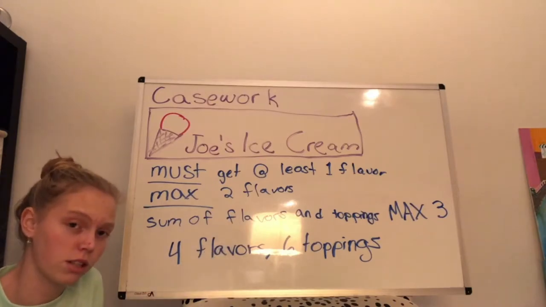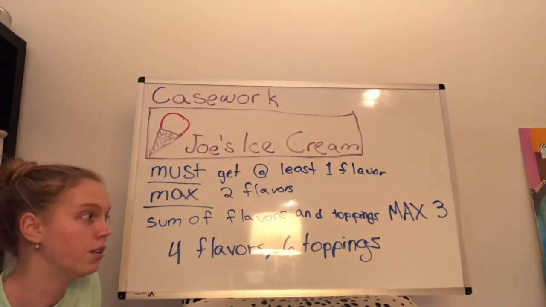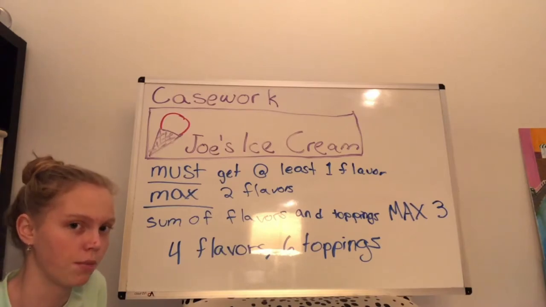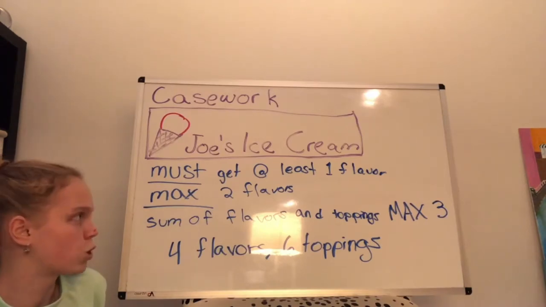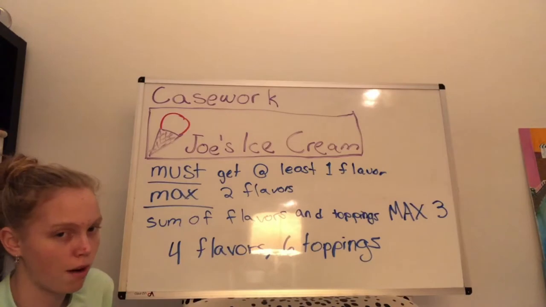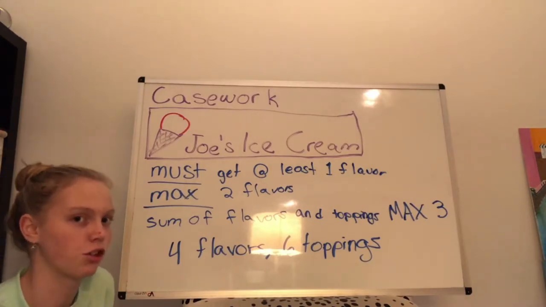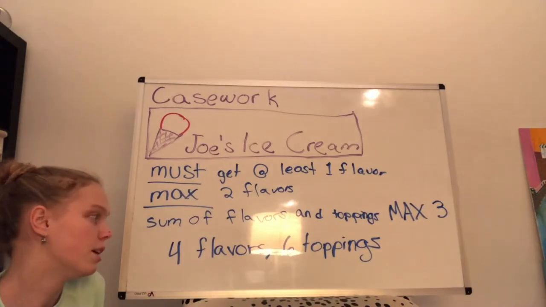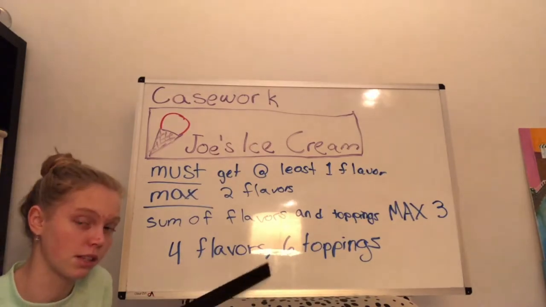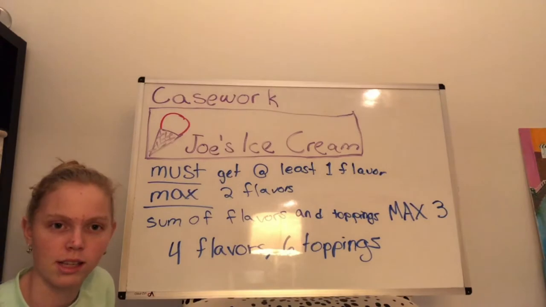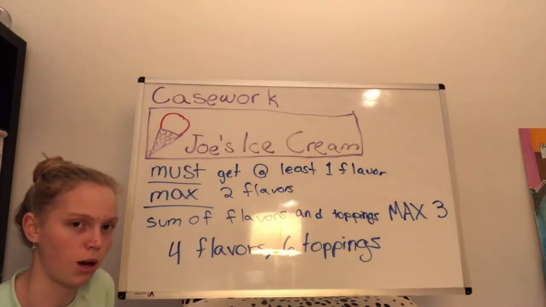The number of flavors and the number of toppings you have is maximum 3. So that means if you get 1 flavor, you can get 2 toppings, or 1 topping or no toppings. And if you get 2 flavors, you can get 1 topping or no toppings. There are 4 flavors and there are 6 toppings. And the question is, how many ice cream bowls are possible?